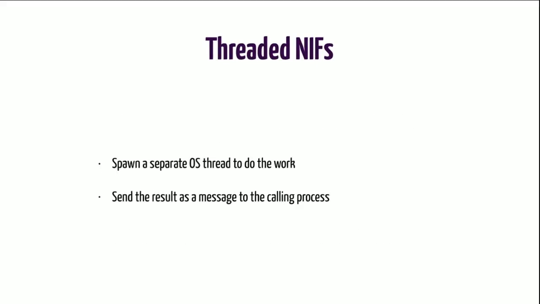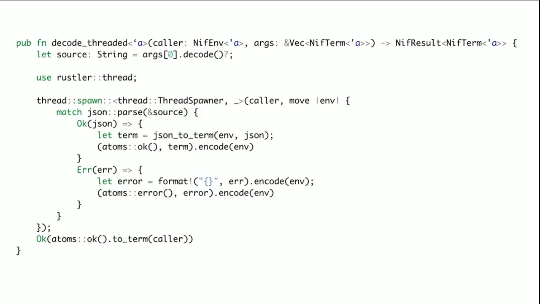So that brings us to another option, which is threaded NIFs. Simply, you can call a NIF. That NIF spawns an operating system thread to do the work, and once it's done, it will send your process a message. What's cool about this is we can go back to using the JSON crate, which simplifies our code, because we don't have to manually create a parser that we have to maintain that's slower than the original one anyways. So this one's called decode threaded, and same as before, we get the source. We call thread spawn from the Rustler crate, and it takes this trait called the thread spawner. You pass in the caller.